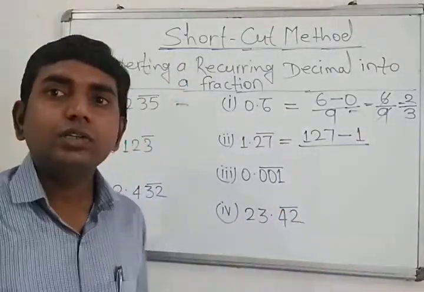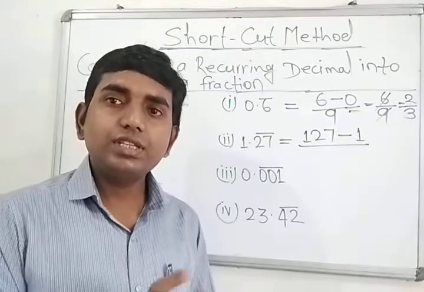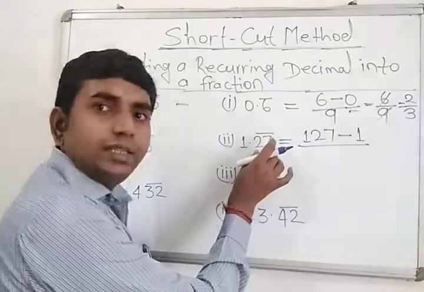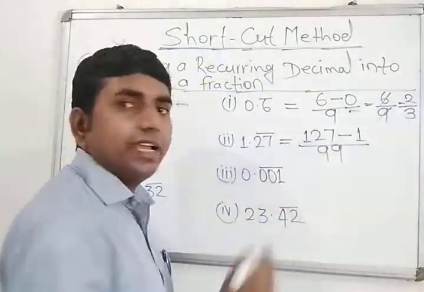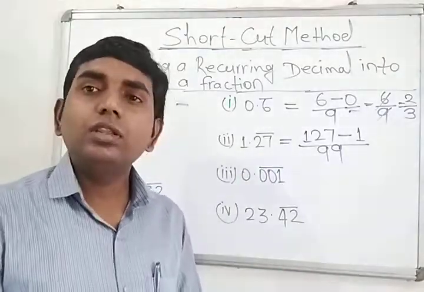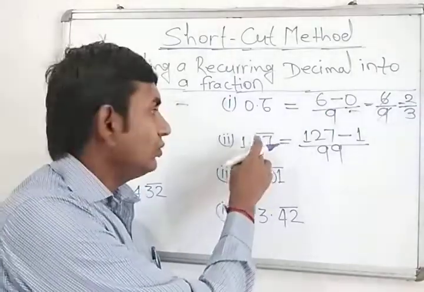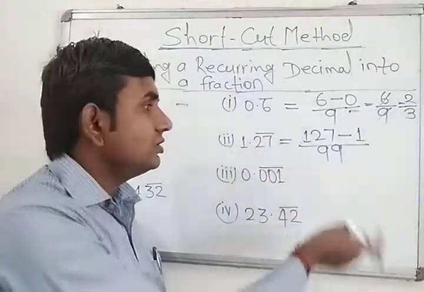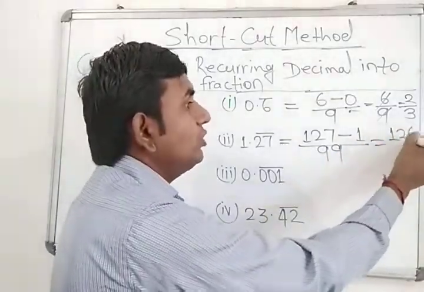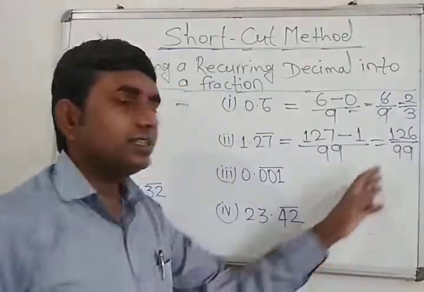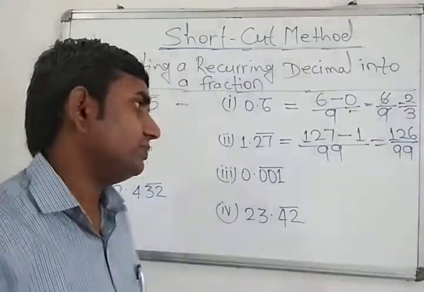Now the number of 9s equals the number of recurring digits. How many digits are recurring in this question? Two digits, 2 and 7, so we write 99. Then follow with 0s for the non-recurring digits after the decimal. Here we have no non-recurring digit after the decimal, so we write only 99. After subtracting, we get 126 by 99, and this is our answer. After simplifying, we find it is already in its simplest form.